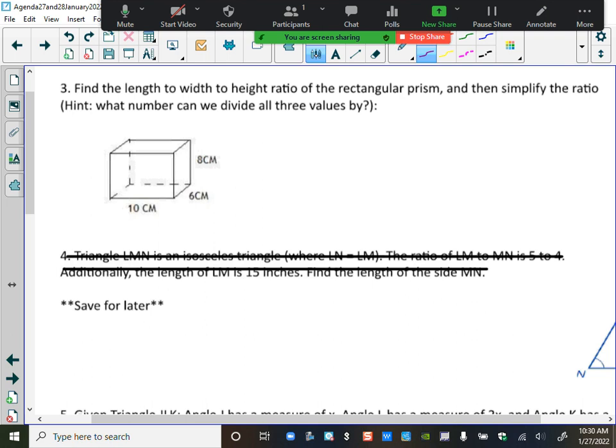So for number 3, who can tell us what's given? The height is 8, width is 6, and length is 10. All right. That would be 8 colon 6 colon. You're on the right track.